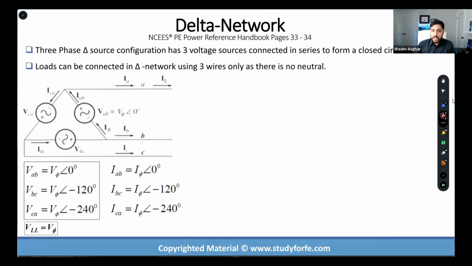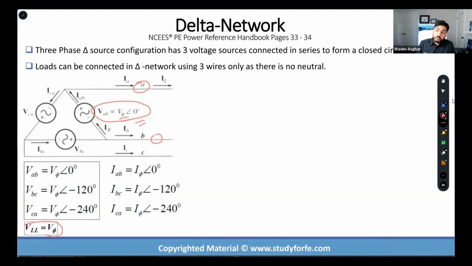Delta is different, right? Obviously, it's a closed loop. So the connections, when you get to the transformer lecture, I go through the transformer connections in detail. But let's take a look at it from the source standpoint. The first thing that stands out to me is that my V phase is equal to the line voltage. What is the line voltage? Line voltage is the voltage appearing between these two terminals, right? And that happens to be the phase voltage, okay? So the easy thing is that the line voltage is equal to phase voltage.